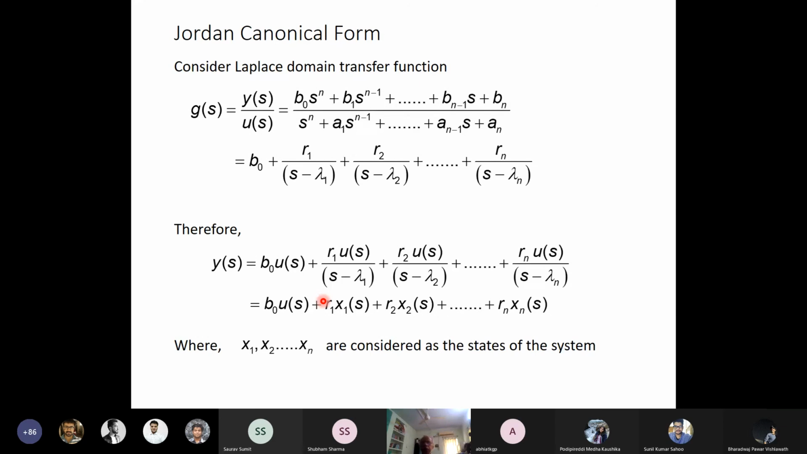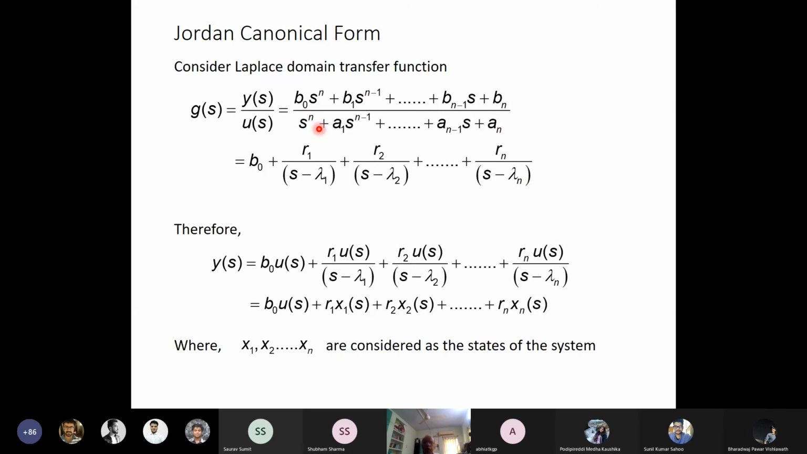Next, I will have a Jordan canonical form. In a Jordan canonical form, we take the general transfer function in terms of a partial fraction form. So we apply partial fraction and we write this in a form like this. So we'll have b0 plus r1 by s minus lambda 1 plus r2 by s minus lambda 2 plus rn by s minus lambda n. Okay.